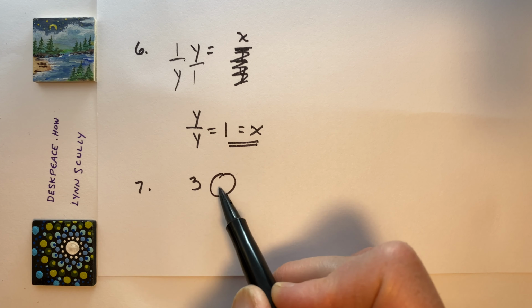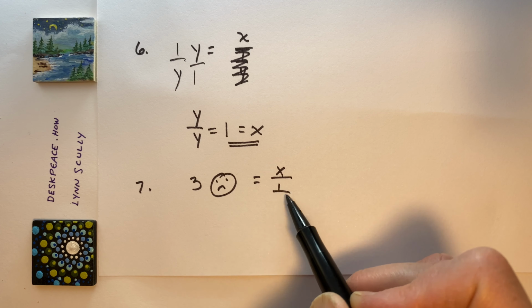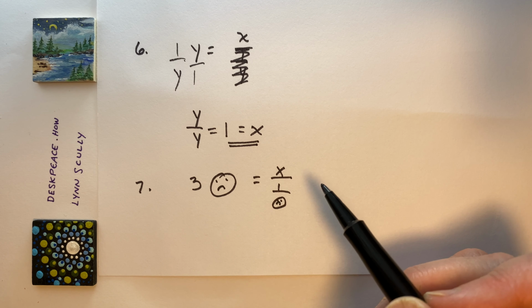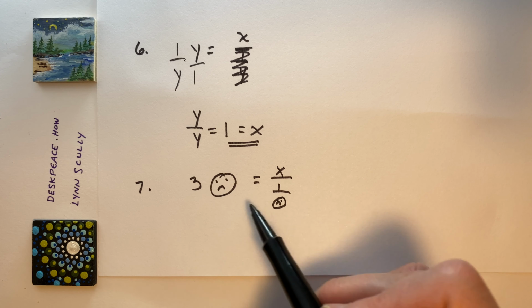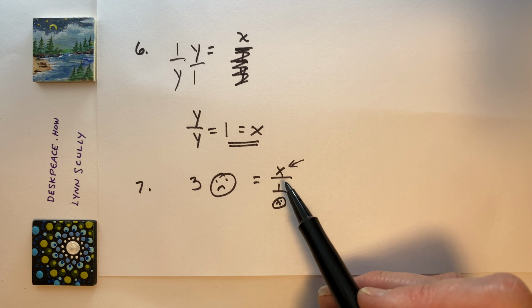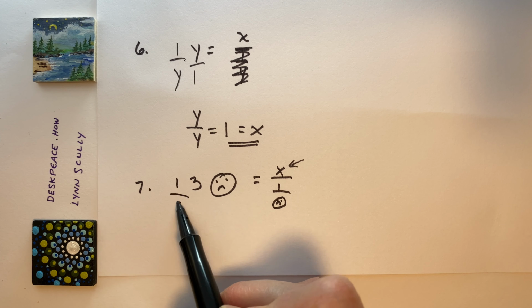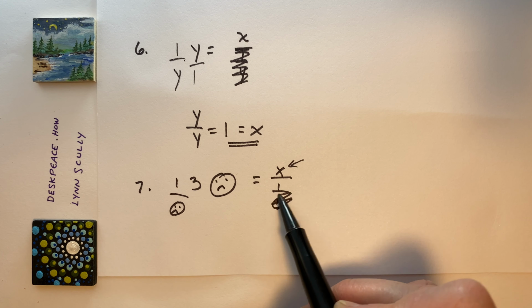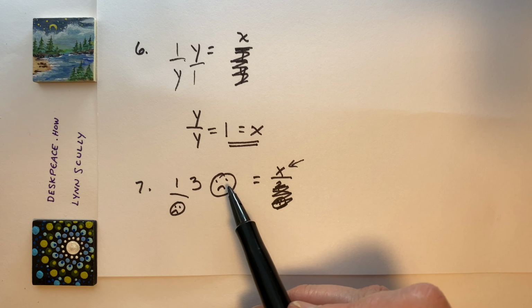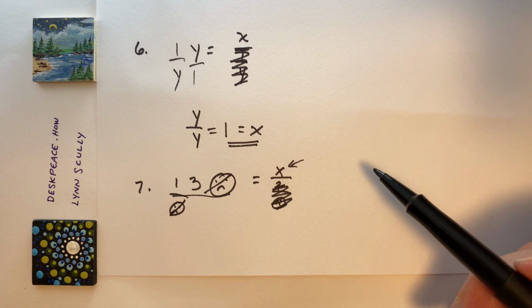3 times sad face equals x all over 1 over sad face. It's a sad problem, but I shouldn't even be looking at the things attached. Keep your eye on the prize, the x. 1 over sad face is attached by division. Move it by multiplication to the other side of the equal sign. Let's clean this up. Sad face over sad face goes away. Yay, we're glad the sad face is going away.